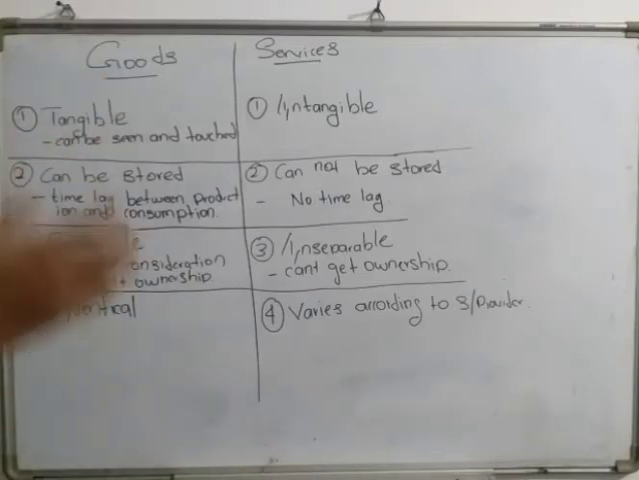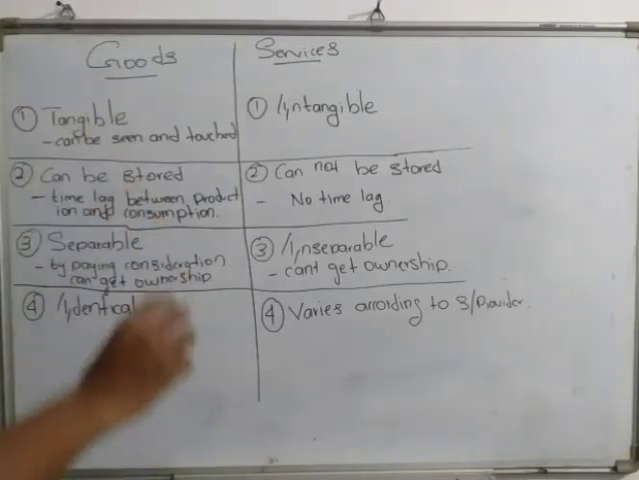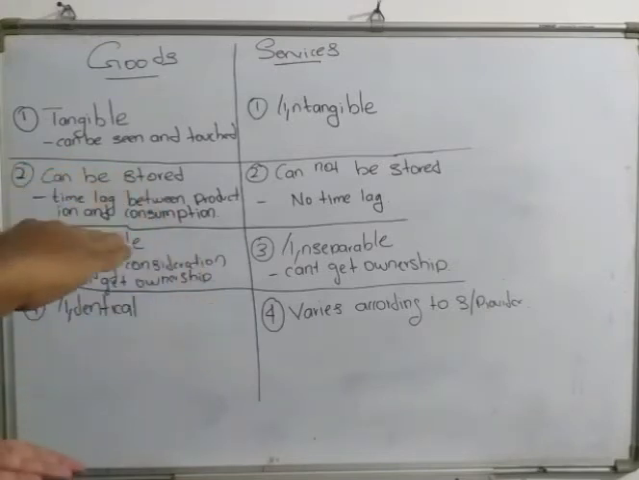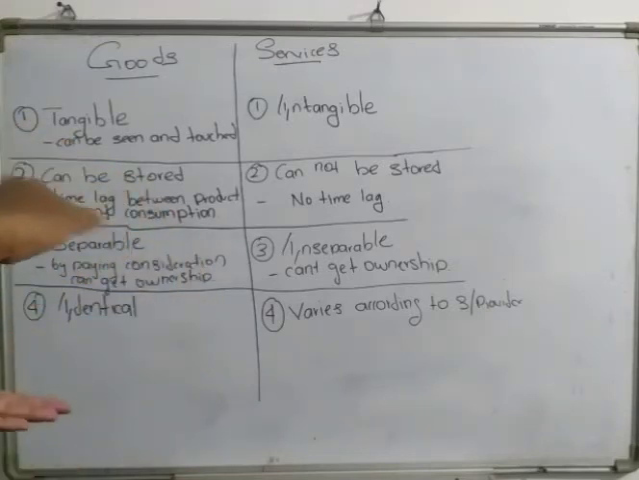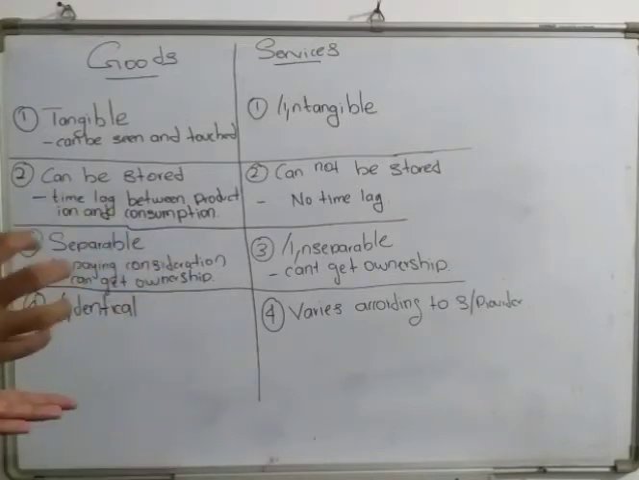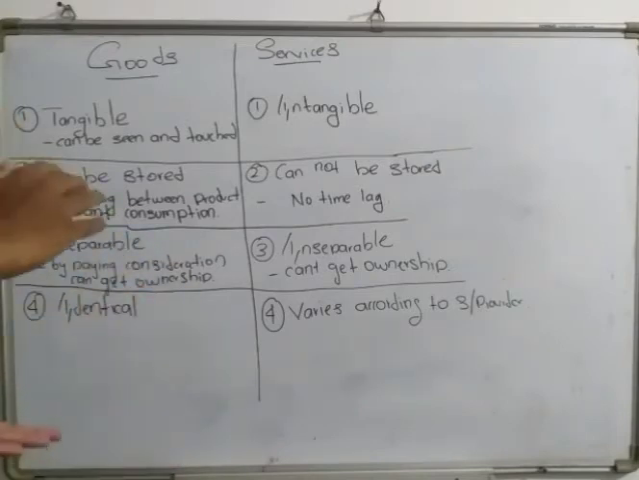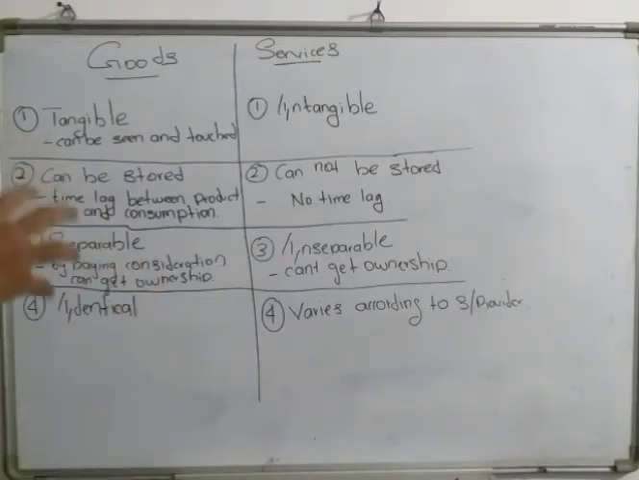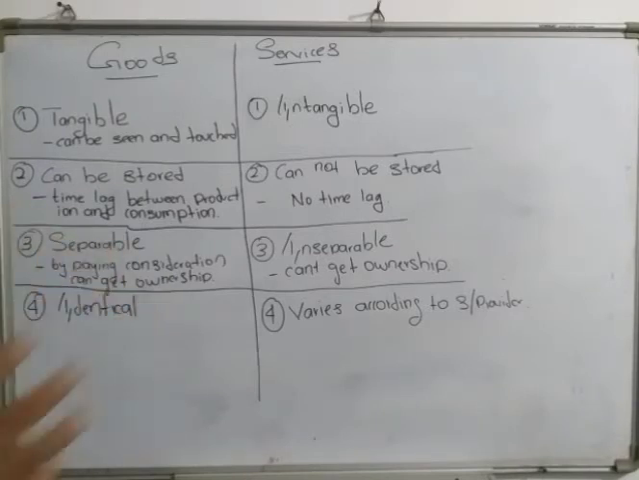Goods can be stored. Services cannot be stored. For example, sugar. You can store sugar in a bucket or in a basket, and whenever you want, you can consume it from that storage. But you can't store service like that. For example, when you get an appointment from a doctor, you should consume the doctor's service at that time.